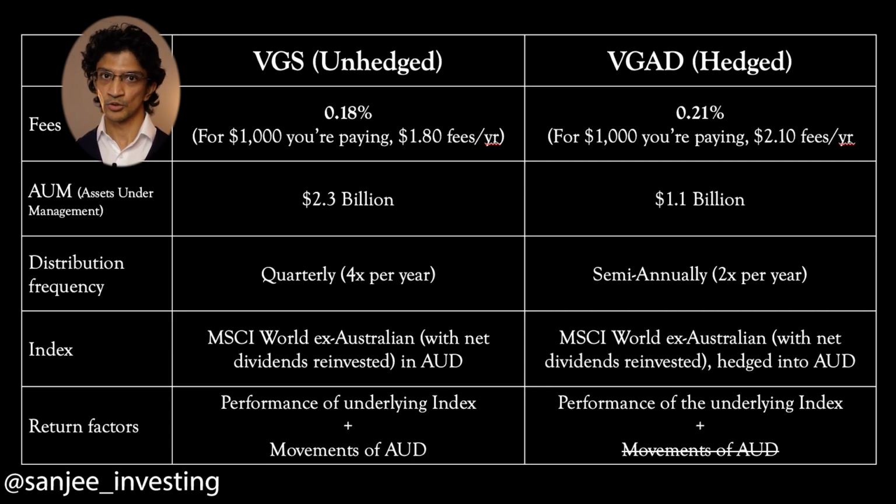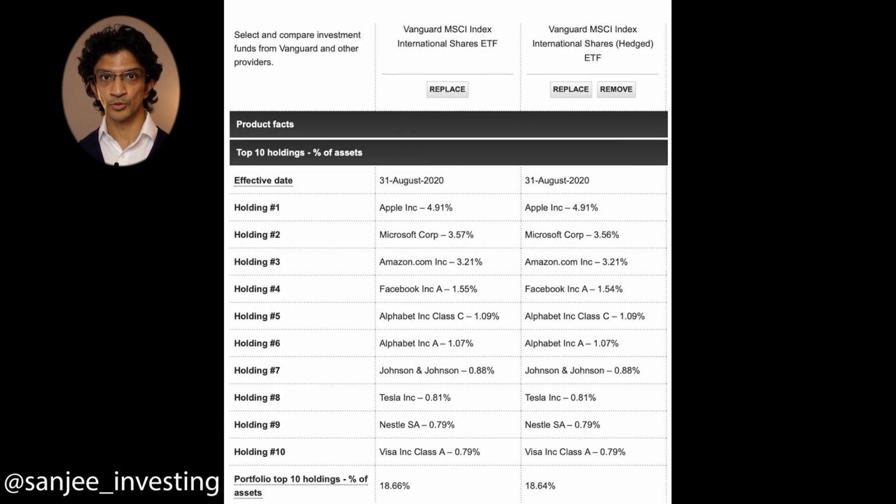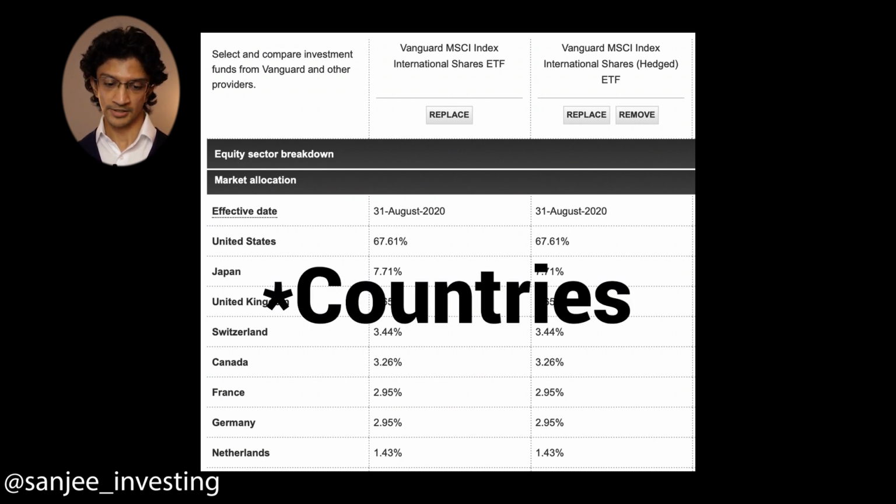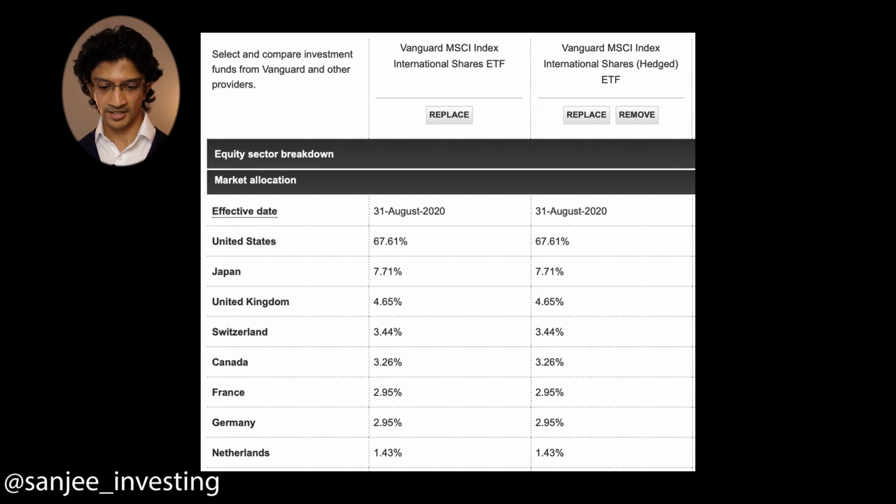But at this point, I'll also call out that the companies they track are exactly the same. You can see this by using Vanguard's own comparison tool, which I'll throw up here, where you can see the companies that they both track, with VGS on the left, VGAD on the right, are exactly the same. They have the same level of weightings across both ETFs. And when you look at it from a country point of view, in terms of what countries they're actually invested in, it's pretty much the same. US 67.6%, US 67.6%. It's always the same.